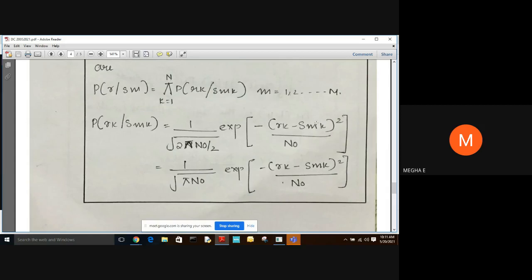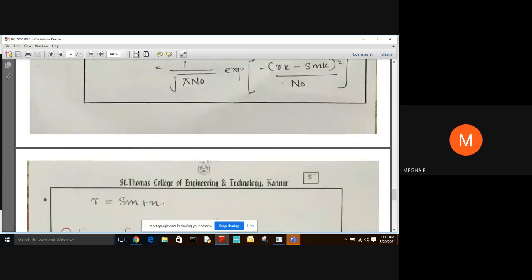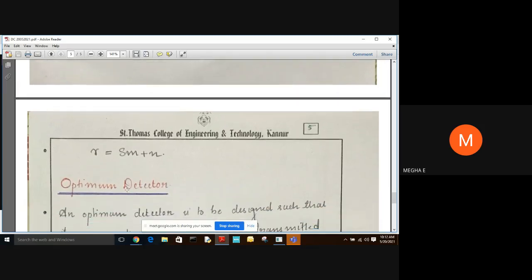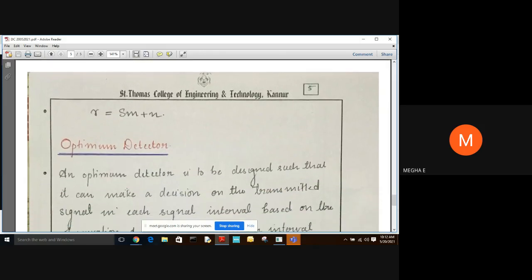All terms are familiar in this: RK, SMK. So now from this we can get that R equal to Sm plus n. That is, the additive white Gaussian channel is equivalent to an n-dimensional vector channel described by R equal to Sm plus n. Now we will find the optimum detector.